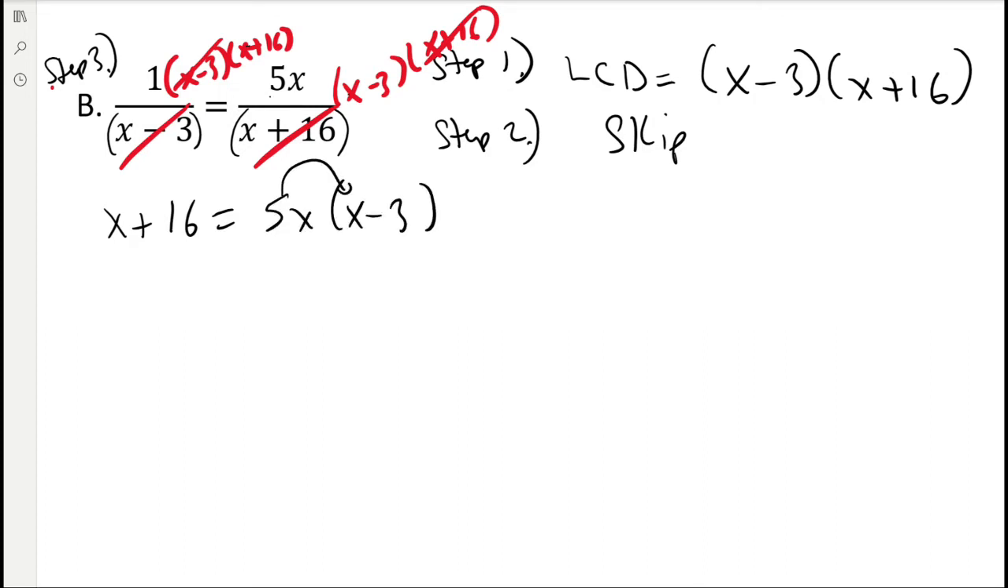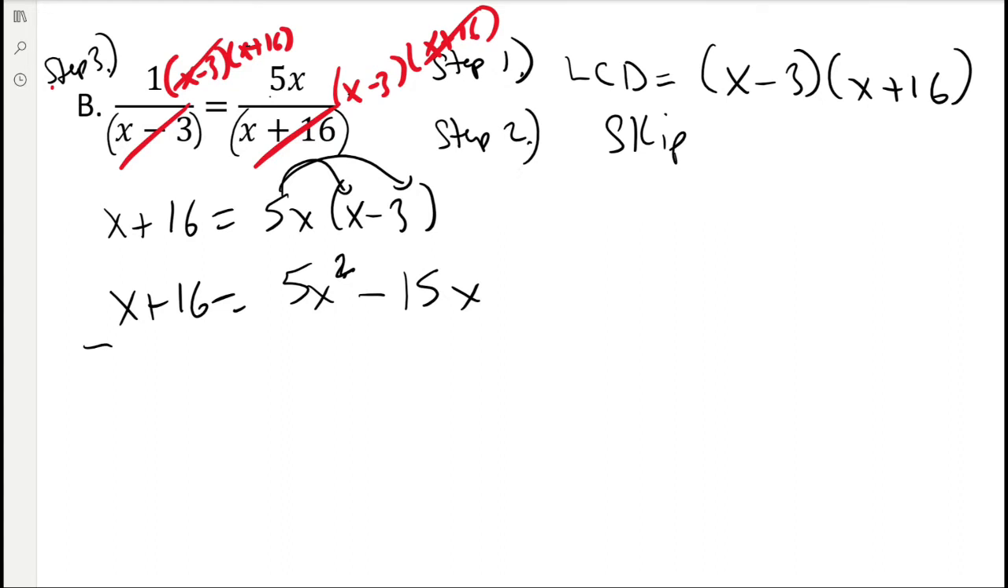We'll have to go ahead and distribute this. So we have x plus 16 equals 5x times x, which is 5x squared. 5x times negative 3 is negative 15x. Notice this is a quadratic equation because of the 2 here. So because it's quadratic, we're going to have to set one side equal to 0, which means we'll have to move everything to one side.